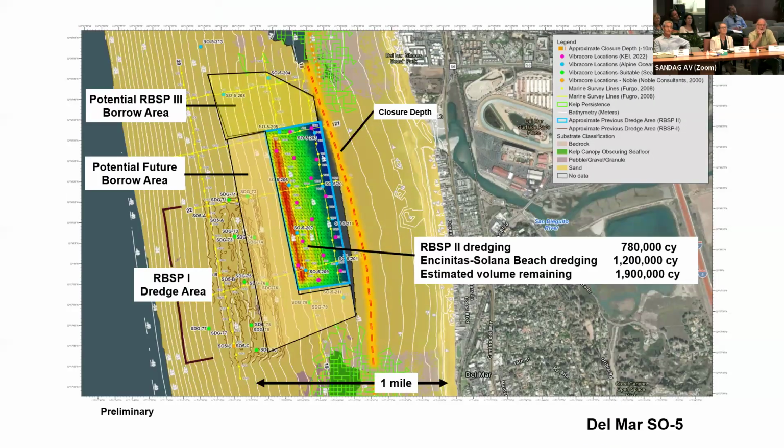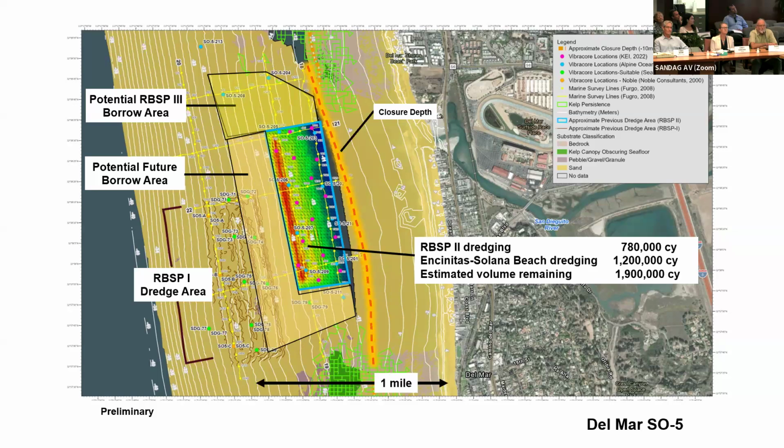So this is a map of the Del Mar borrow area. You see the shoreline, you see the racetrack. You're looking below water, everything offshore. Everything yellow is sand or sediment. The RBSP2 borrow area is that colorful box outlined in blue. And that's the multi-beam sonar showing the bottom conditions and where it was deepened the most for RBSP2.